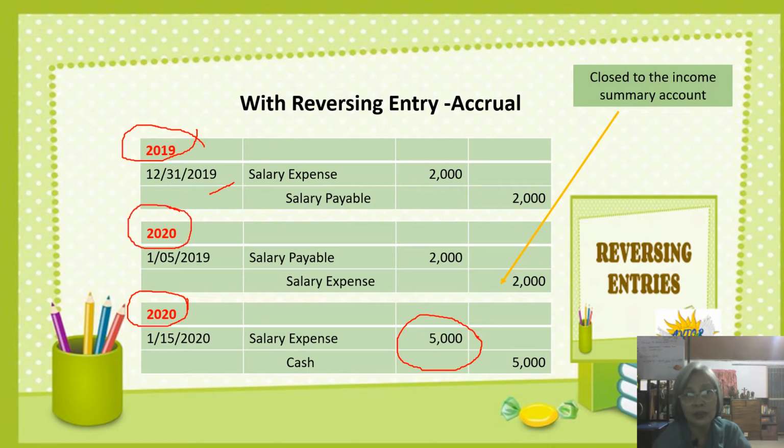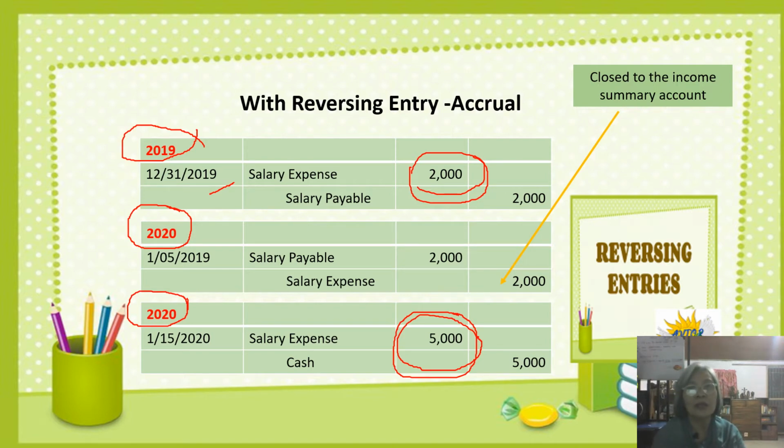Babayaran yan sa 2020 kasi hindi naman magbabayad dahil nag-end yung period, hindi naman magbabayad yung employer or yung business dun sa employee ng 2,000. Magbabayad yun at the end of the week, 5,000. So, itong 5,000 na to composed of 2,000 for the December days and 3,000 for the January days. So magkaibang accounting period yon.